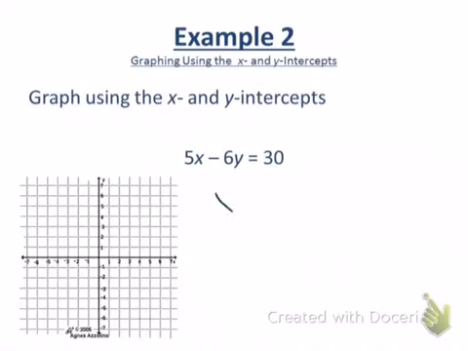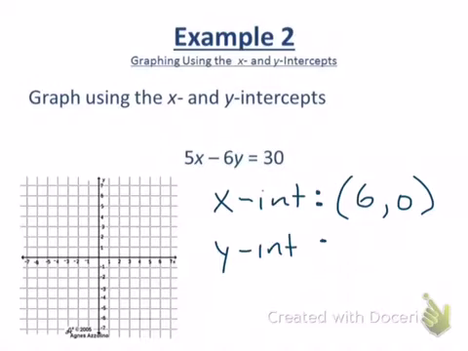The x-intercept is where y equals 0, right? If y equals 0, that means this is gone. X equals 6. The y-intercept is where x equals 0. With x equals 0, we're left with -6y equals 30, which means y equals -5. Okay?